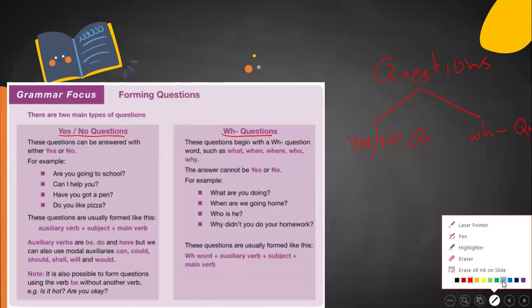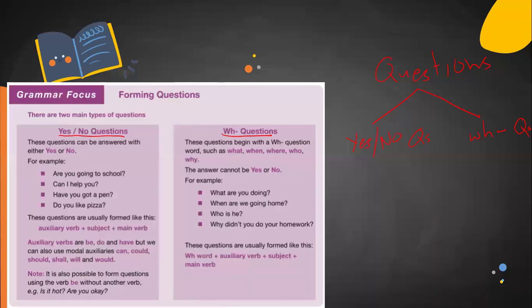Now, what is the difference between them? Yes/no questions can be answered with either yes or no. Just the answer has to be yes or no. For example, are you from Oman? The answer has to be yes, I am, or no, I am not.